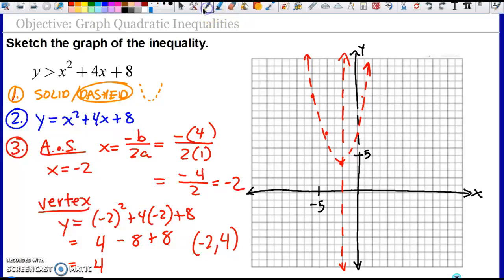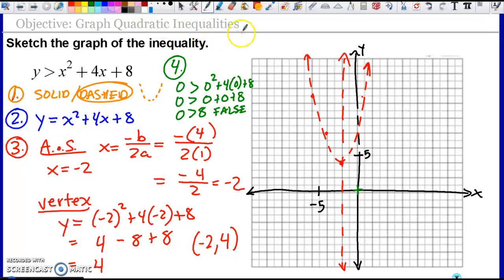All right, step 4, I need to test a point. The easiest test point I know is 0, 0. It's down here. Let's see if it works. Okay, let's plug it into the inequality. 0 is greater than 0 squared plus 4 times 0 plus 8. So 0 is greater than 0 plus 0 plus 8. 0 greater than 8, that's not true, so false. That means I'm not going to shade there.